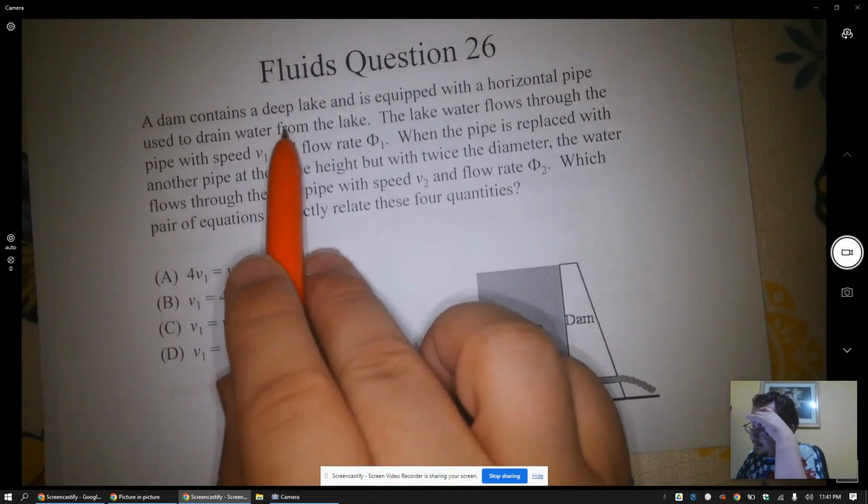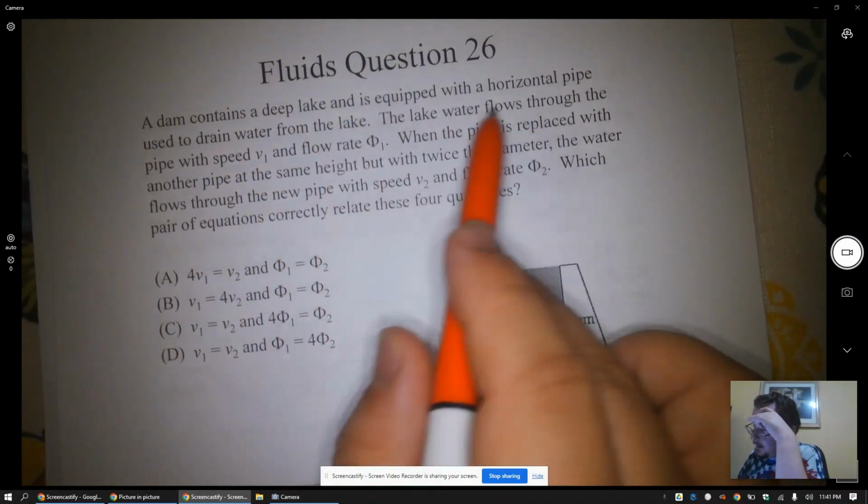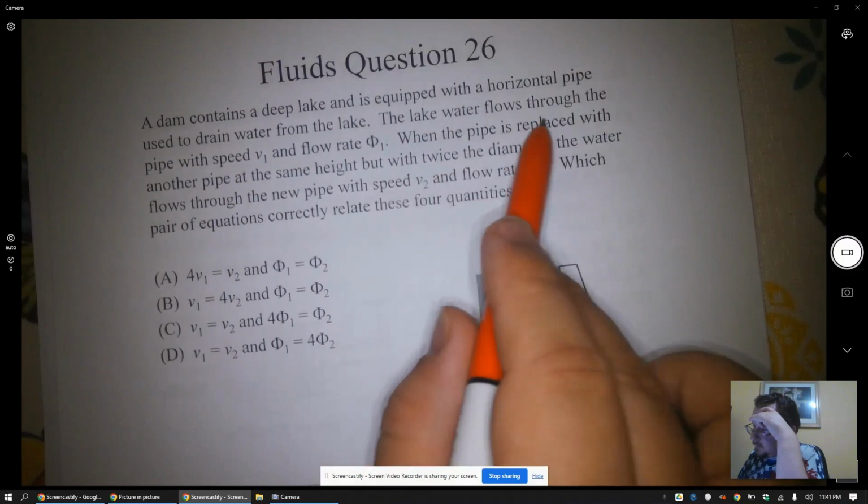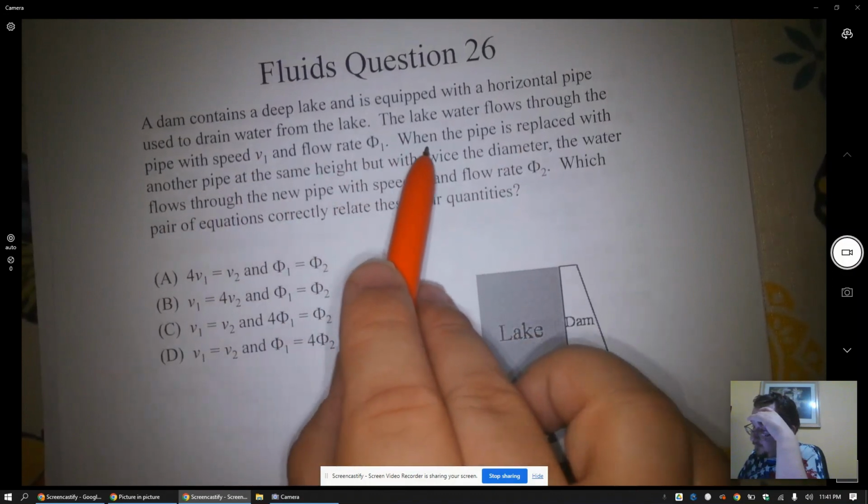Okay, let's see. A dam contains a deep lake, horizontal pipe. The lake water flows through the pipe at speed v1, flow rate phi1.